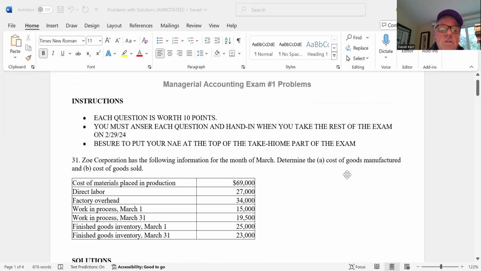So, always good to start with what's requested here. They want the cost of goods manufactured and they want the cost of goods sold. Remember, cost of goods manufactured for a manufacturer takes the place of purchases for a merchandiser. So, first we have to get the cost of goods manufactured.